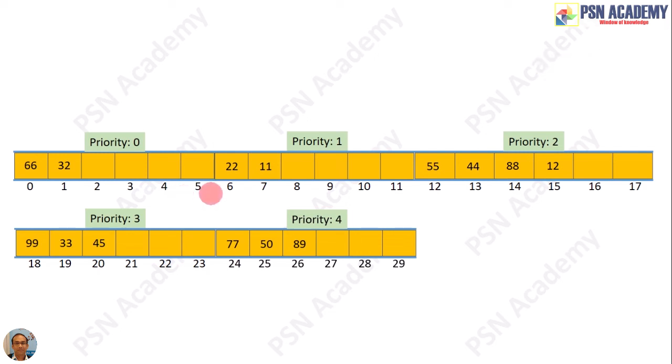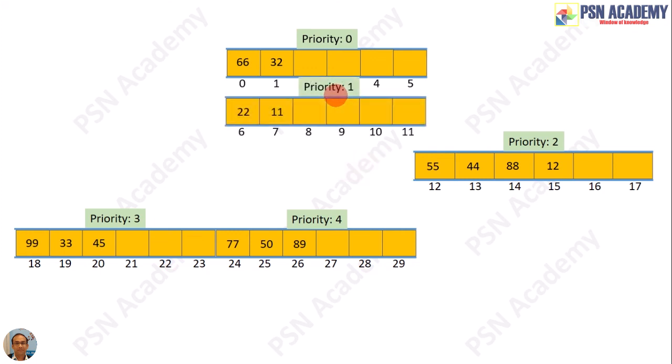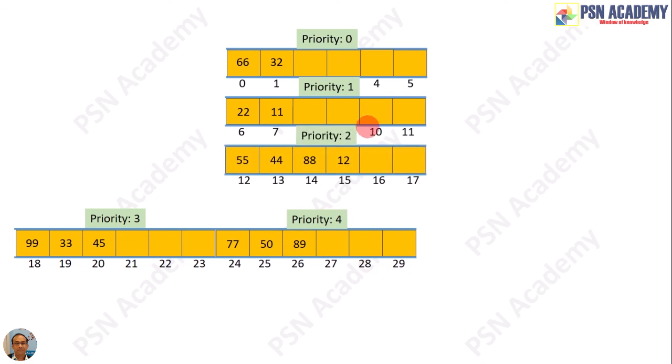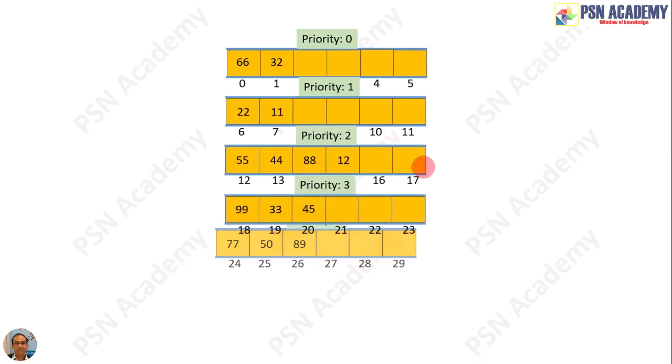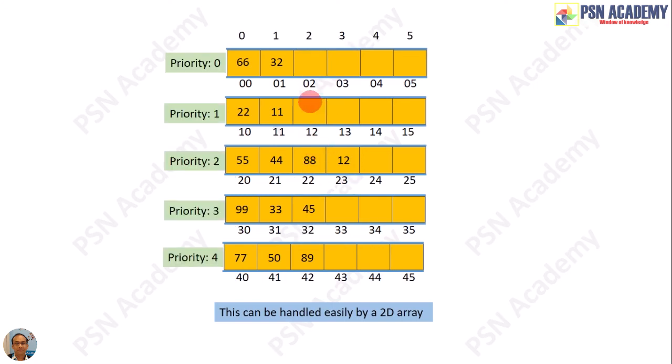Now is there a better option? Let us try. We rearrange the arrays of each priority. So this is the array for priority 0. Next, we set this block for priority 1, then priority 2, then priority 3 and priority 4. If we rearrange the blocks like this, then you can easily guess that we can handle these data with priority with the help of a 2D array. In that case, your arrangement will be looking something like this.